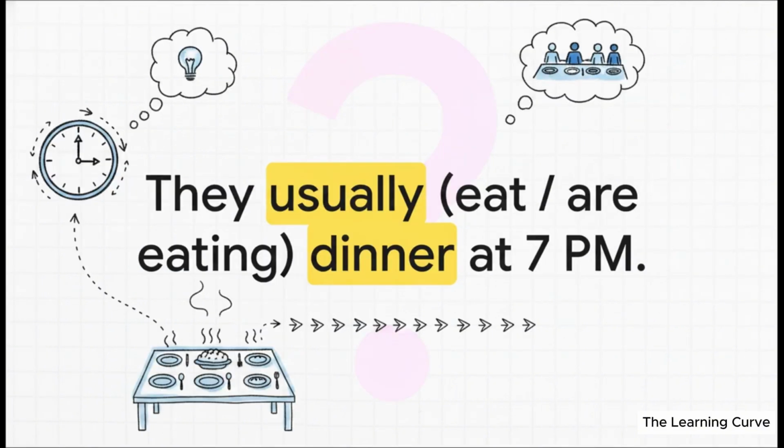All right, let's move right along to challenge number 2. They usually eat or are eating dinner at 7 p.m. Read it through carefully. Think about our 2 categories. Is this a temporary action happening right this second, or is this more of a broader habit? Can you find the cheat code in this dinner scenario?